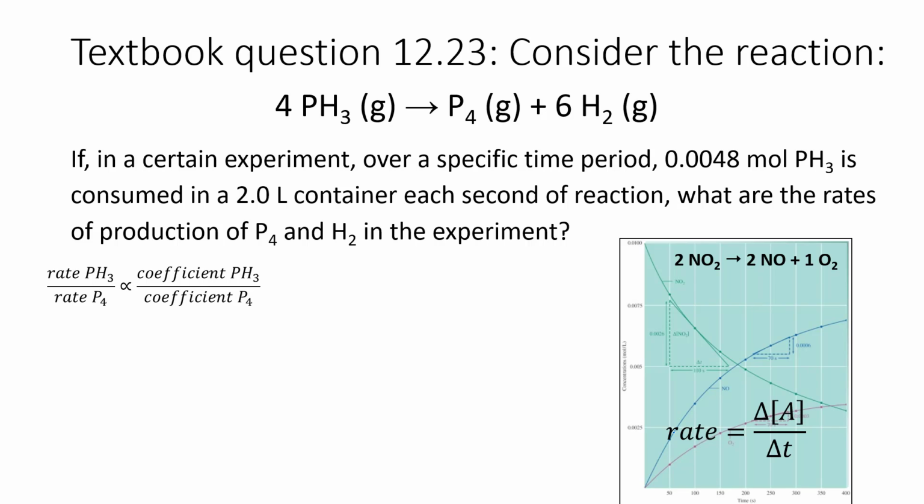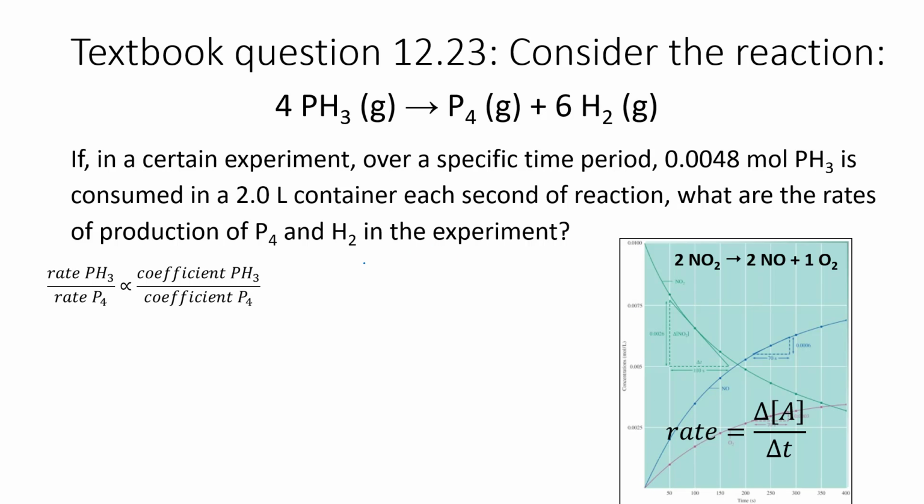And so it says, in a certain experiment, over a specific time period, 0.0048 moles is consumed in a 2-liter container each second of reaction. What are the rates of production of P4 and H2 in the experiment? So the first thing we need to figure out is, what is our rate for our PH3? So how quickly is it disappearing?